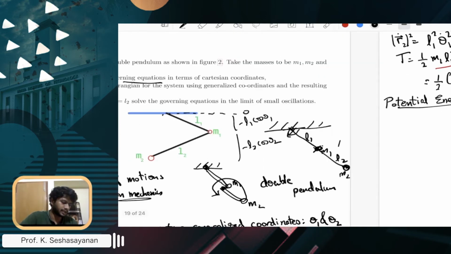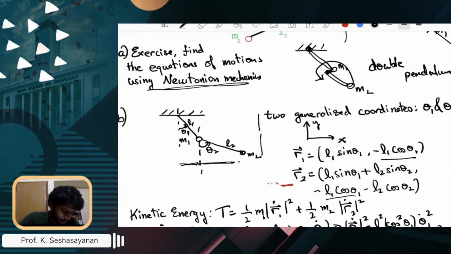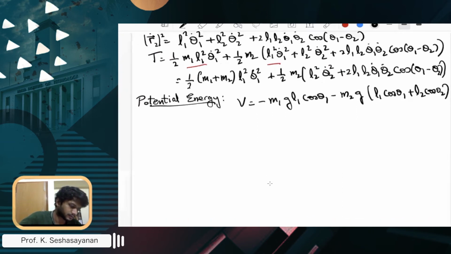So this basically comes from minus mgy. Since gy is given by these two terms, we have one which comes from m1, so we get minus m1 g l1 cos theta 1. The other one is minus m2 g times l1 cos theta 1 plus l2 cos theta 2. That is exactly what I wrote here.